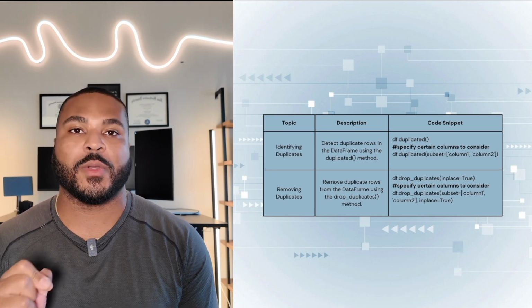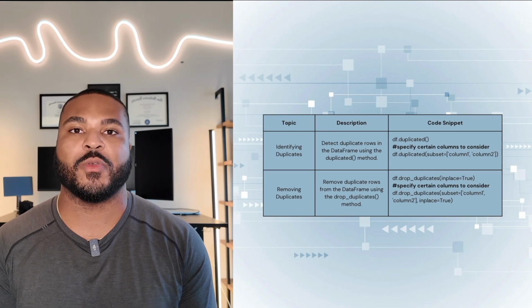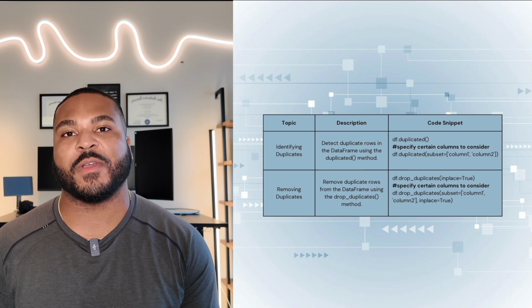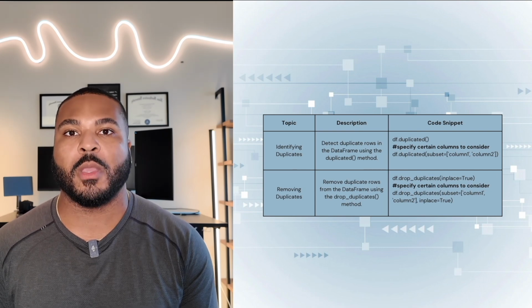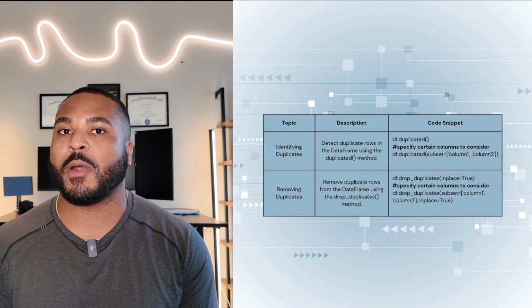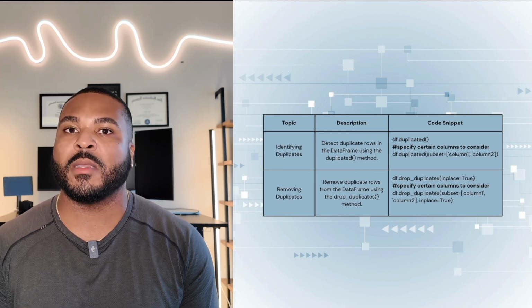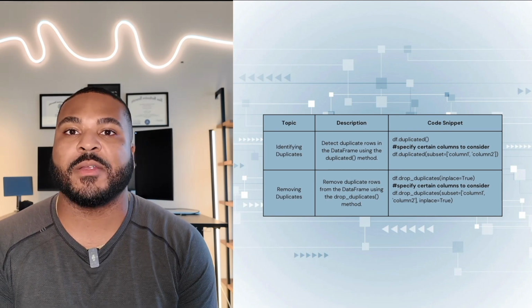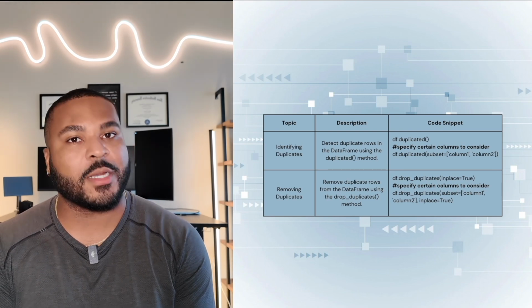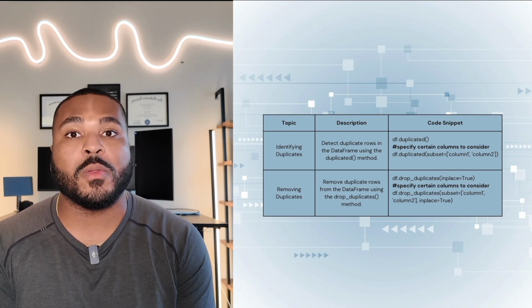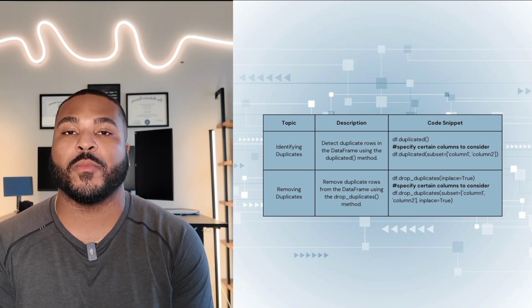The drop_duplicates method is used to remove duplicate rows from the data frame. By default, it keeps the first occurrence of each duplicate row and removes the subsequent ones. The inplace=True parameter modifies the data frame directly, so keep that in mind. You can also specify certain columns to consider for removing duplicates by passing them as arguments to the drop_duplicates method. And again, this will only consider the specified columns when removing the duplicates.